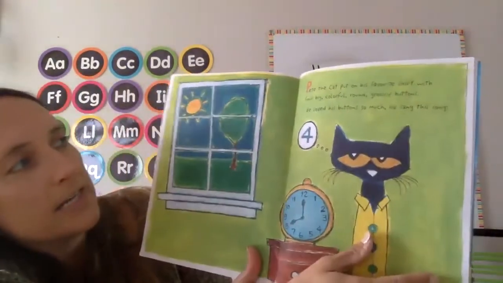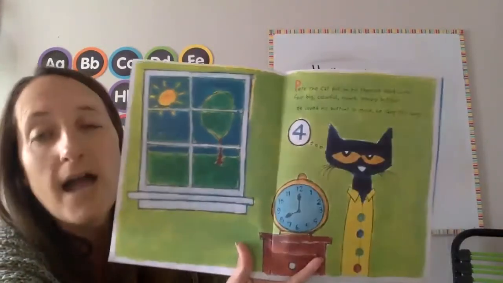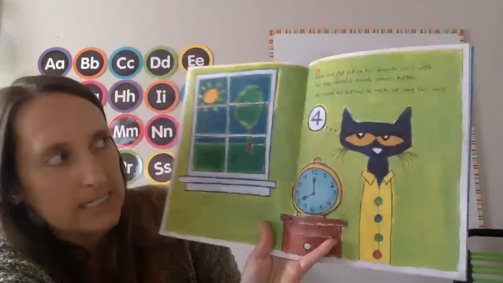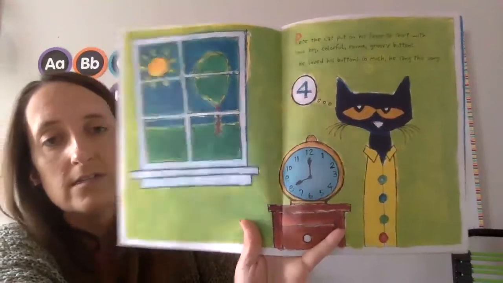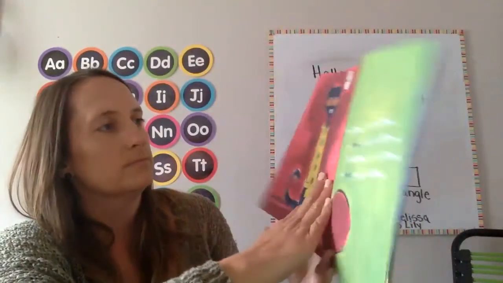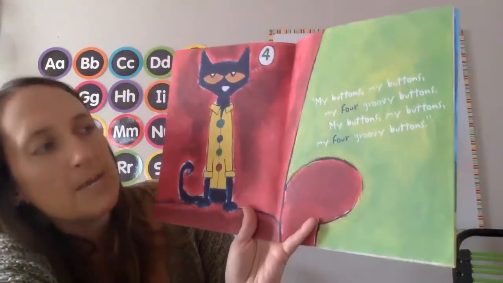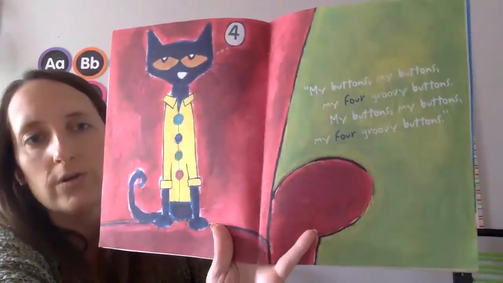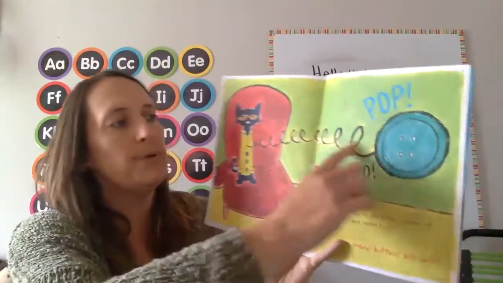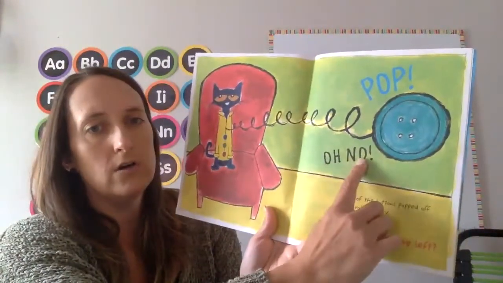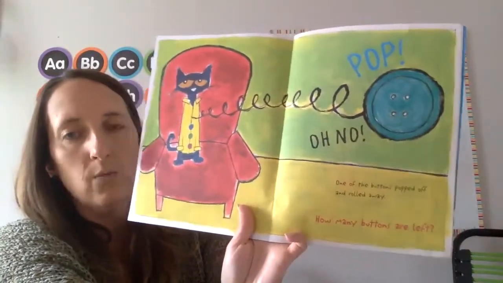Pete the cat put on his favorite shirt with 4 big, colorful, round, groovy buttons. He loved his buttons so much, he sang this song. My buttons, my 4 groovy buttons. My buttons, my 4 groovy buttons. Pop! Oh no! One of the buttons popped off and rolled away.